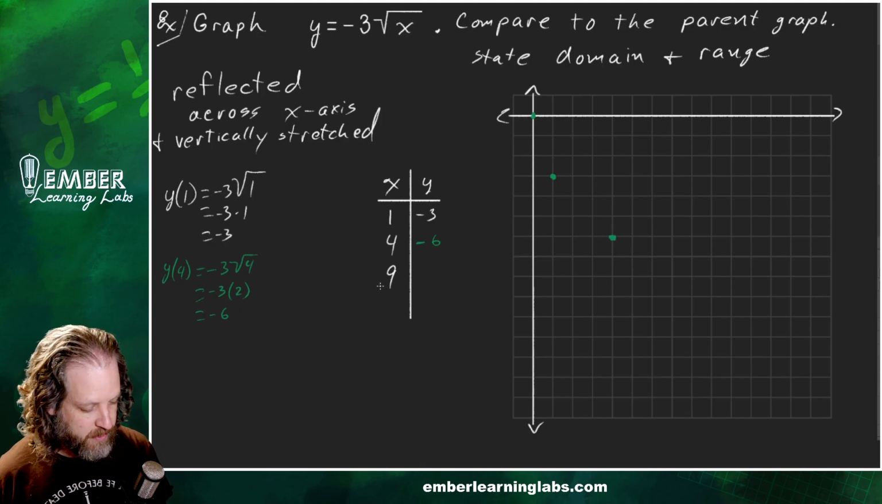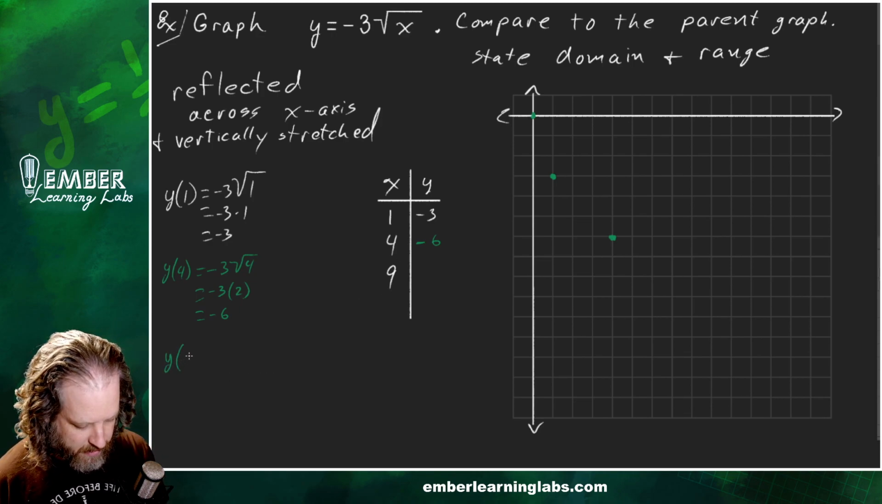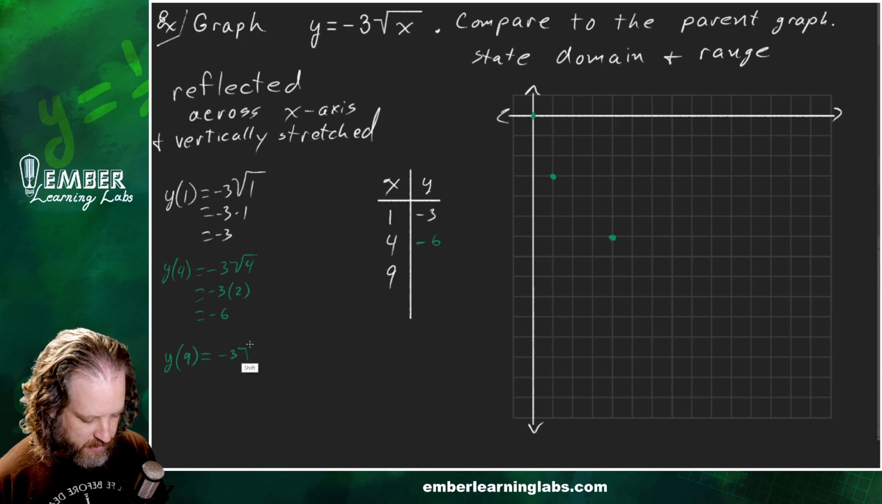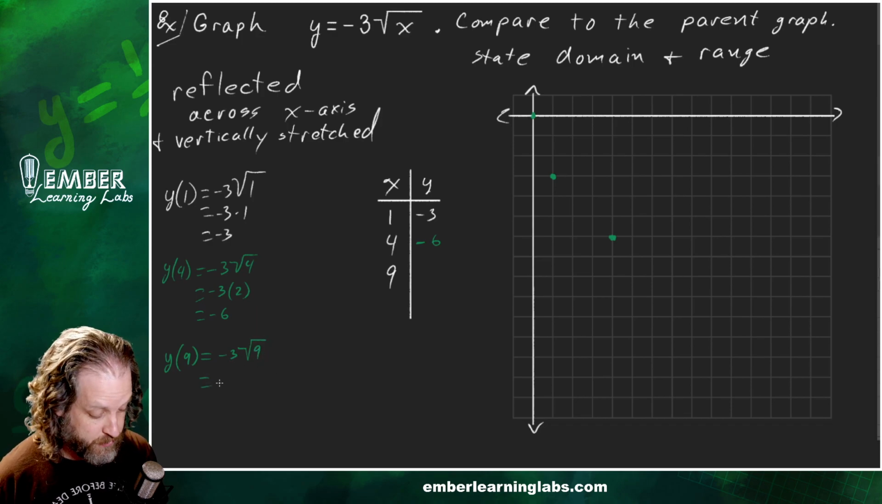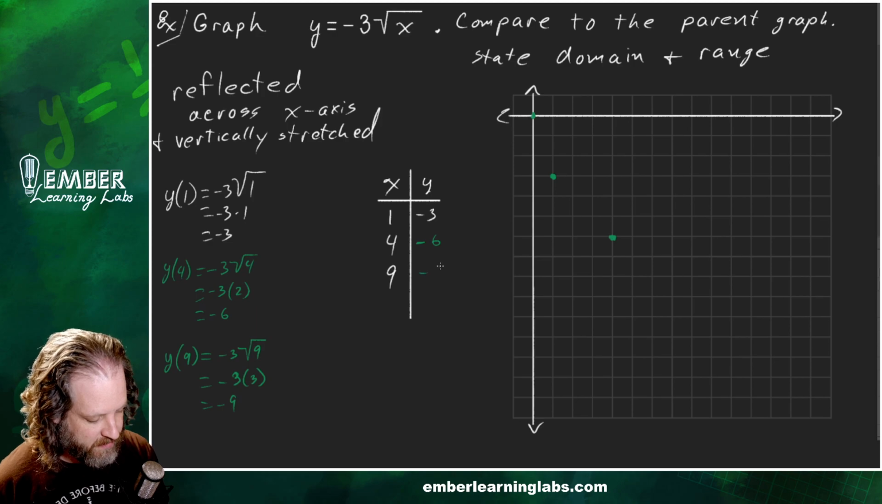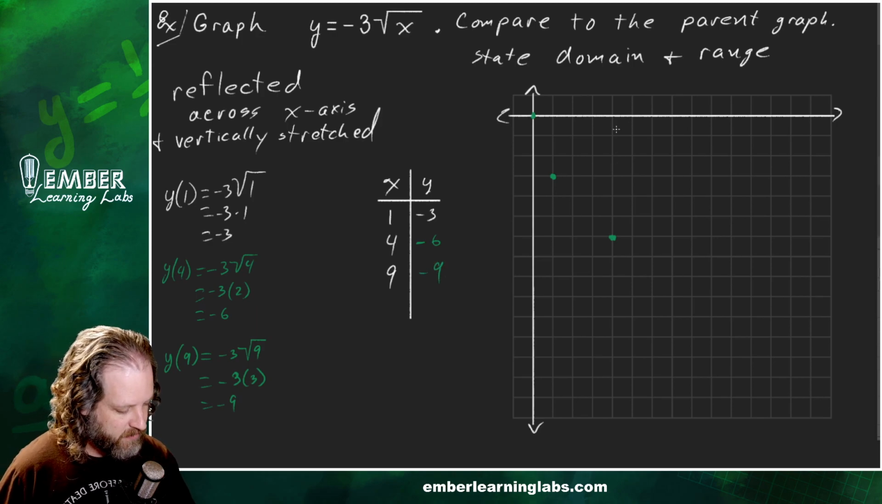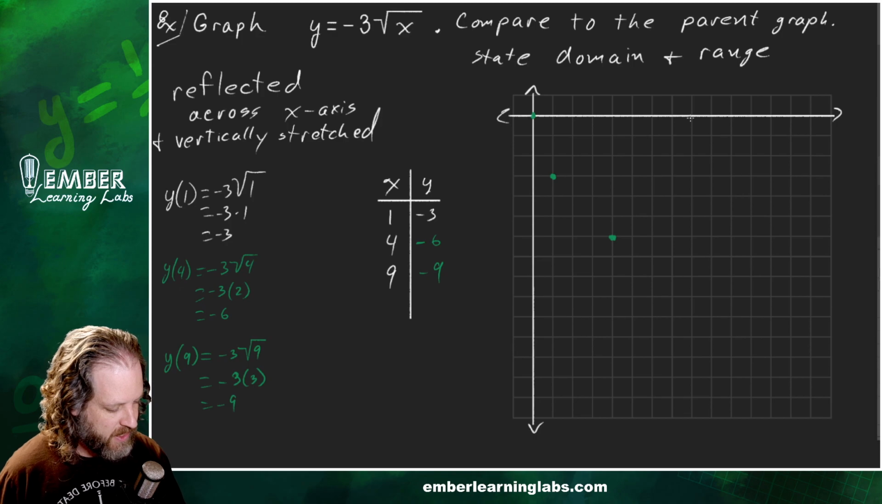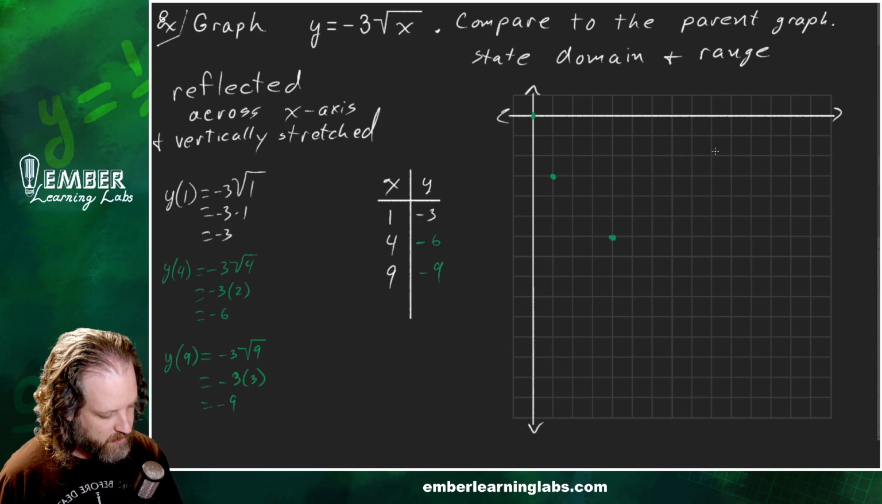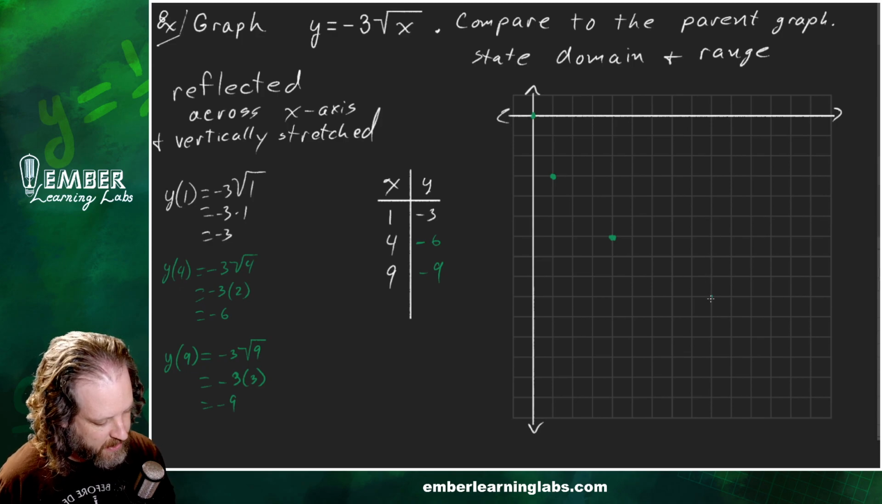Okay. Then let's plug a 9 in there. So y of 9 equals negative 3 times the square root of 9. So negative 3 times 3, because the square root of 9 is 3. Negative 3 times 3 is negative 9. So negative 9. So 9, so that's 4, 5, 6, 7, 8, 9. Negative 1, 2, 3, 4, 5, 6, 7, 8, 9.